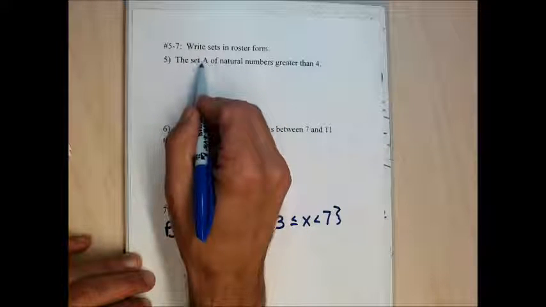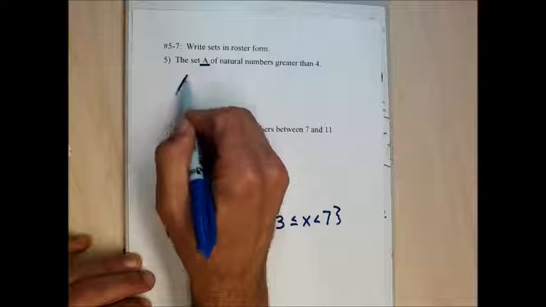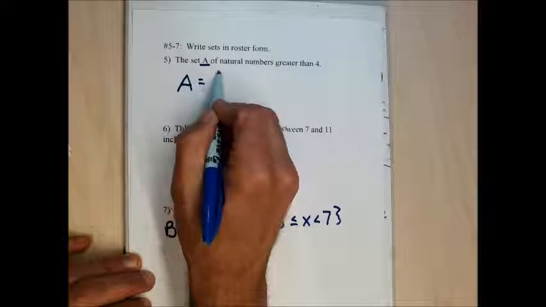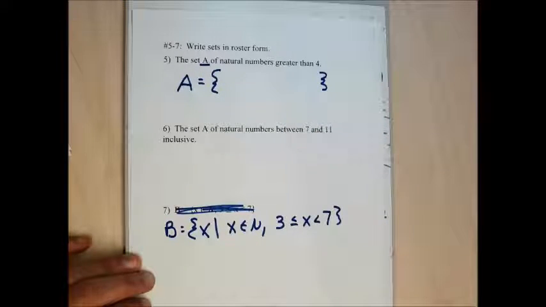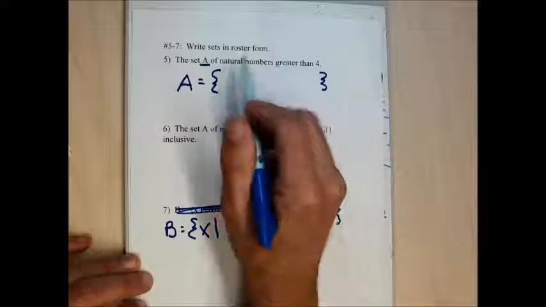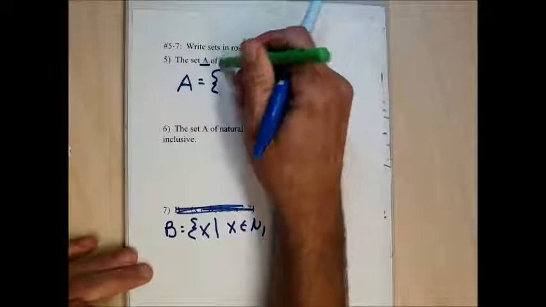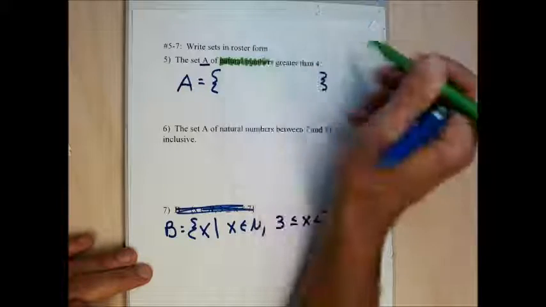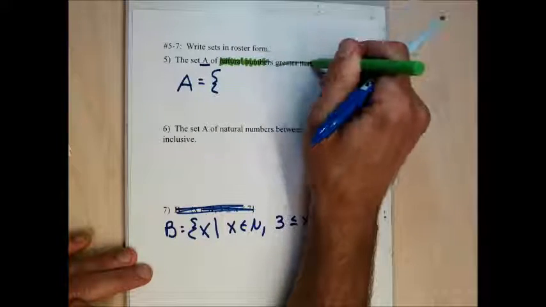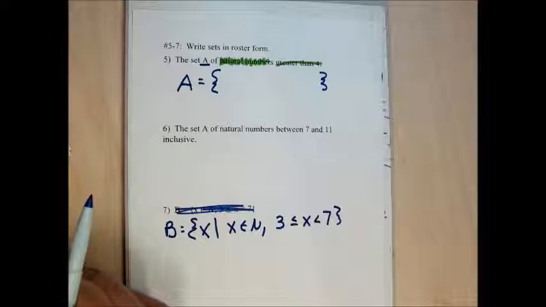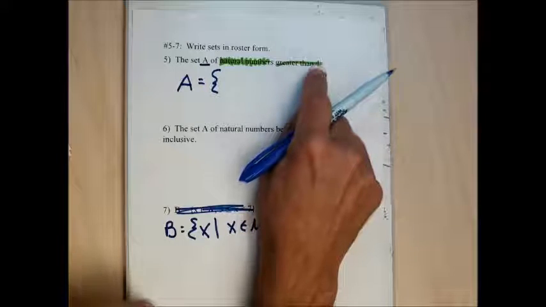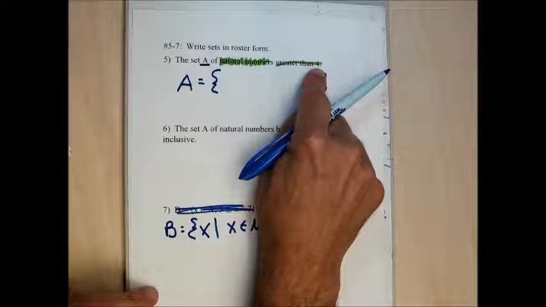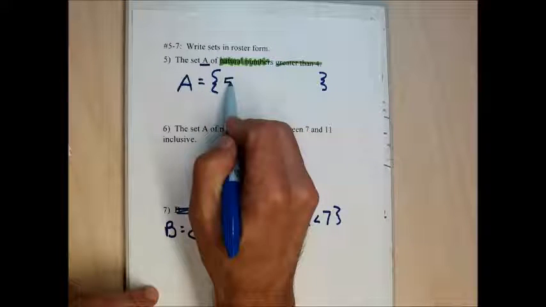So for question 5, I'm going to write the set name, which is A, followed by an equal sign, and then I'm going to put some set braces, and inside the set braces I'm going to write all the numbers that are in the set. And the numbers in this set A are natural numbers, so I'm not going to have any decimals or fractions or negative numbers, and they have to be greater than 4. So I'm only going to put numbers that are essentially positives without decimals or fractions, and I'm going to start with the first natural number greater than 4 because I'm not allowed to include 4 because it doesn't say or equal to 4. So I'm going to start at 5 and get bigger.